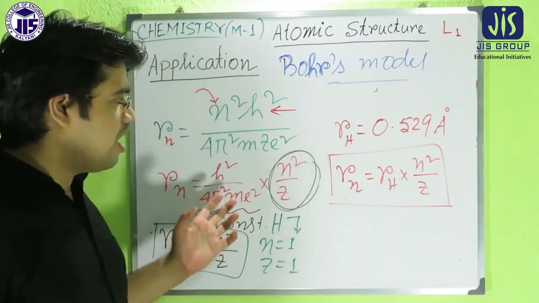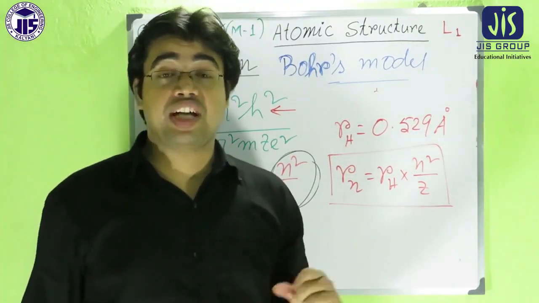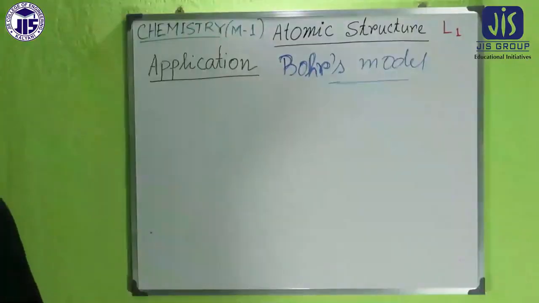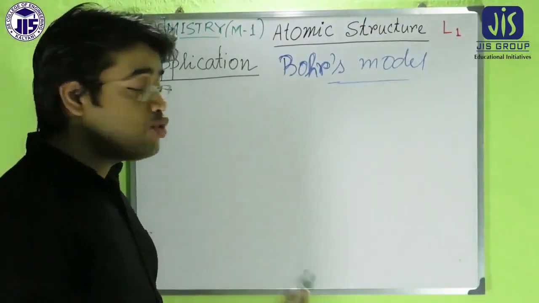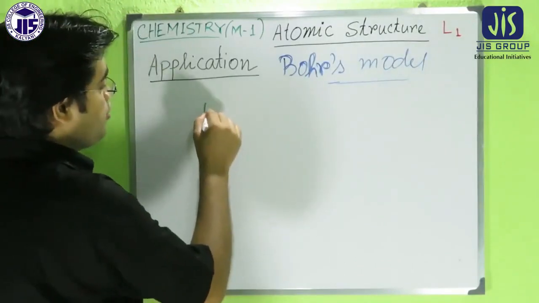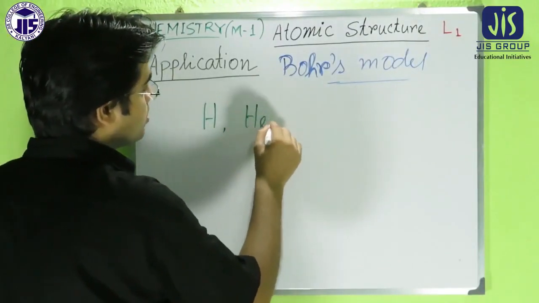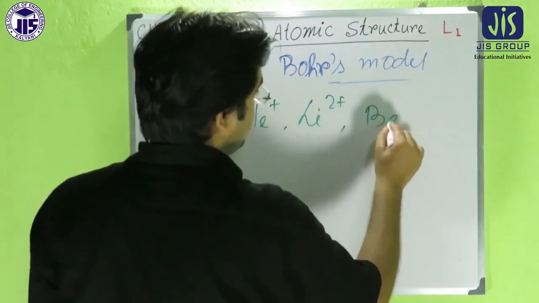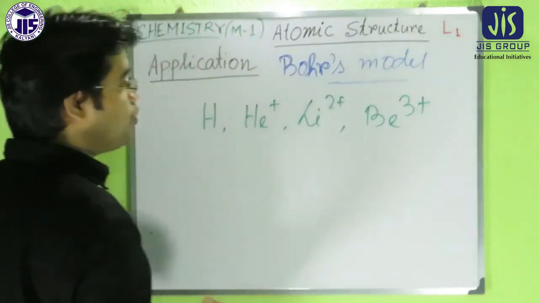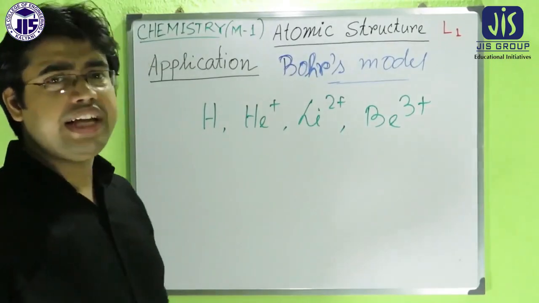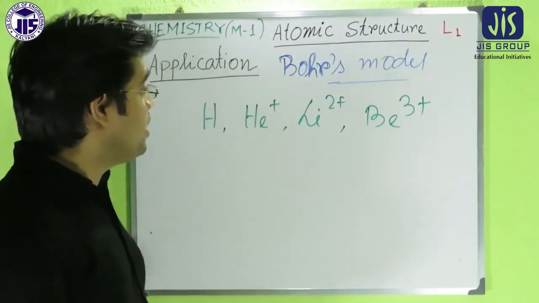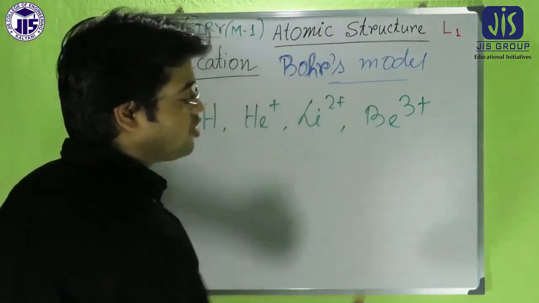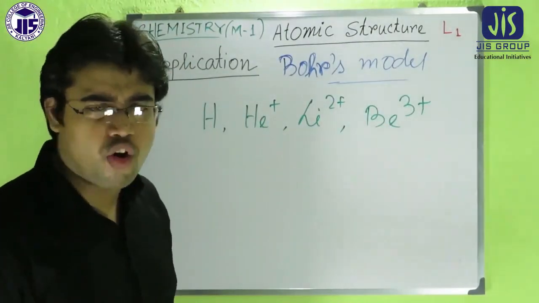I will give you one example of what type of question may arise from that portion. Suppose we have to make an order for the radius of hydrogen, helium plus, lithium 2 plus and beryllium 3 plus, showing the increasing order.